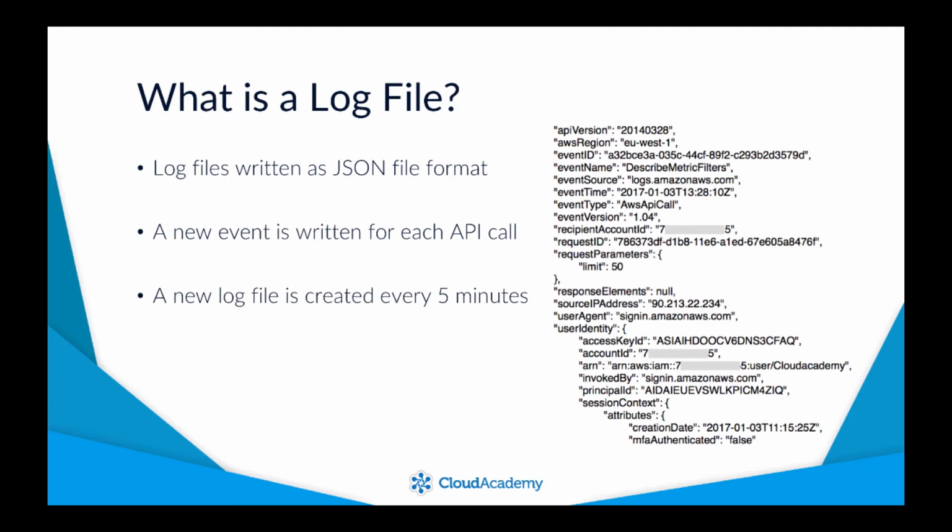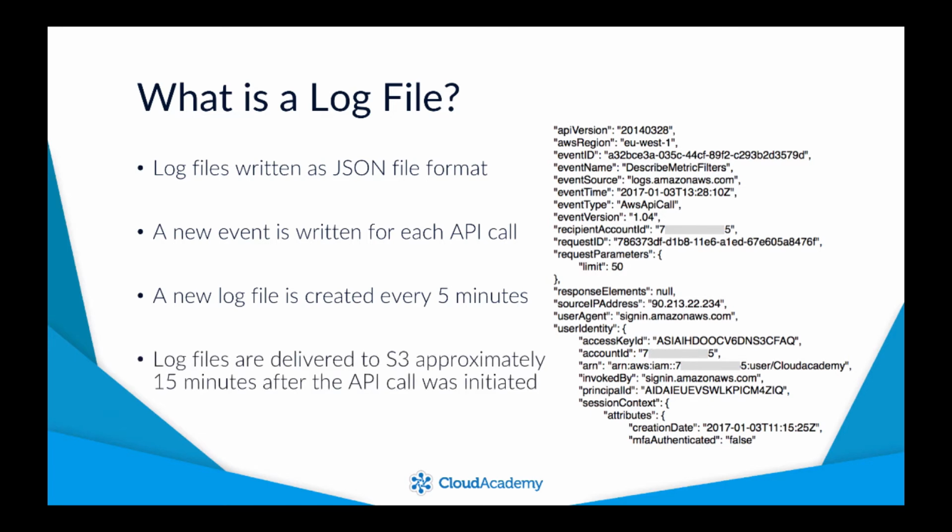New logs are created approximately every 5 minutes or so, but they are not delivered to the nominated S3 bucket for approximately 15 minutes after the API was called. So if you are expecting to see a log file for an API you called 7 minutes ago, then you may not see the log as expected for potentially another 8 minutes. The log files are held by the CloudTrail service until final processing has been completed. Only then will it be delivered to the S3 bucket and optionally AWS CloudWatch logs.